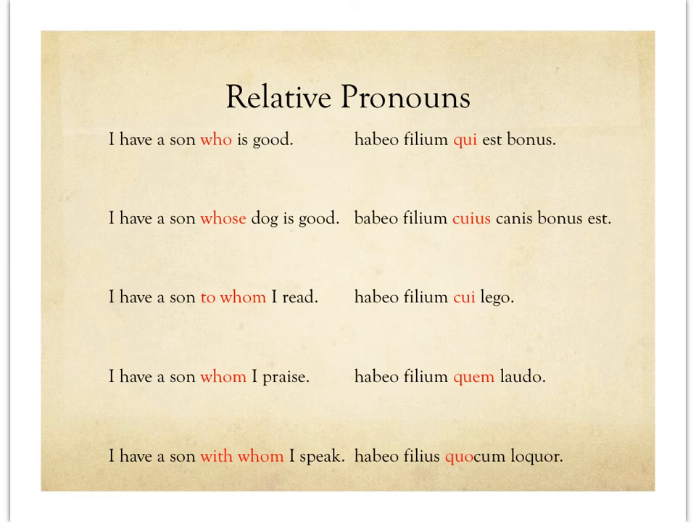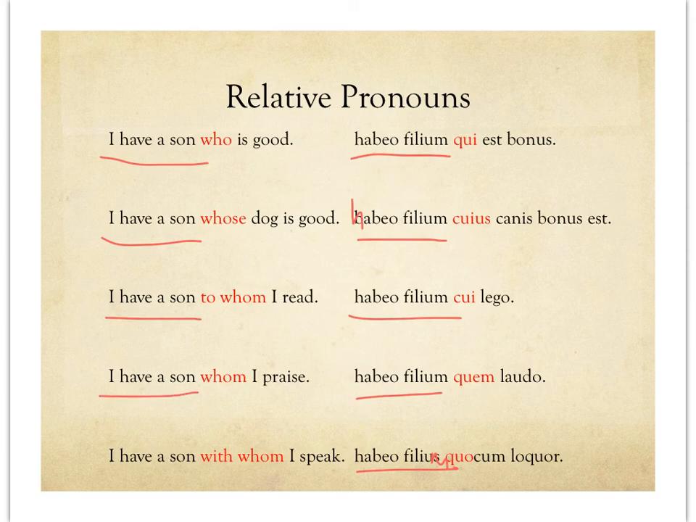So if we look at these examples now, these sentences that I gave you before, I've translated them into Latin in what is not a very Latin word order, but just so that you can really see what is going on. So this part, I have a son, habeo filium, habeo filium. Those are all absolutely the same. They're completely regular, just like this part. I have a son. And you can see that in red, I have put our relative pronouns.